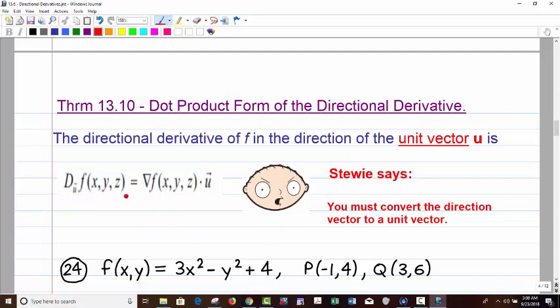So the directional derivative, if you do that, is actually easy. You just take the gradient at the point x, y, z, and you dot it with that unit vector that indicates the direction it's going. And that's going to tell you the directional derivative, which is the slope in the direction of that vector u.